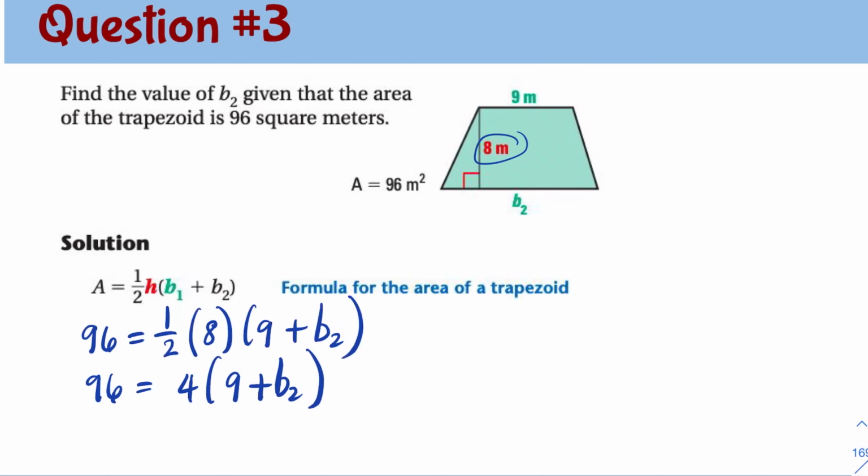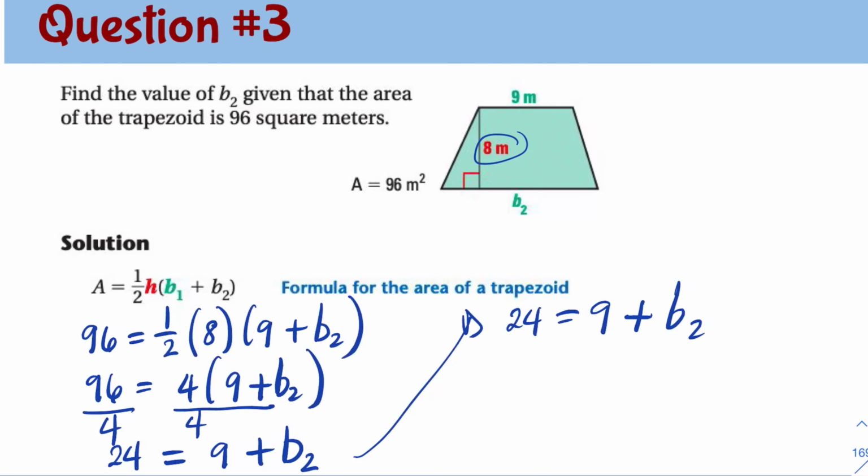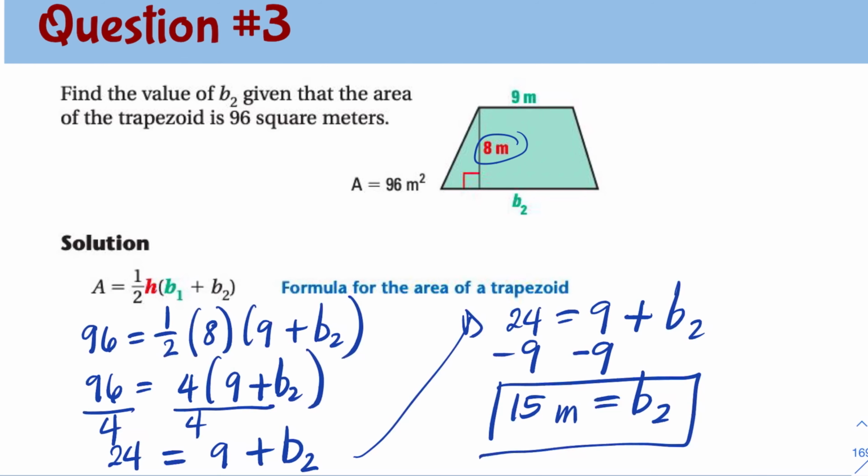In solving equations like this, we can divide first both sides by 4 to make it easier in solving for the variable inside the parentheses. So 96 divided by 4 is 24. So we have 24 is equal to 9 plus b sub 2. Now we continue solving the equation. We can do the inverse operation again, which is minus 9 to both sides. And 24 minus 9 is 15, which is the value of our base number 2. So the unit is meters. So base 2 is 15 meters.